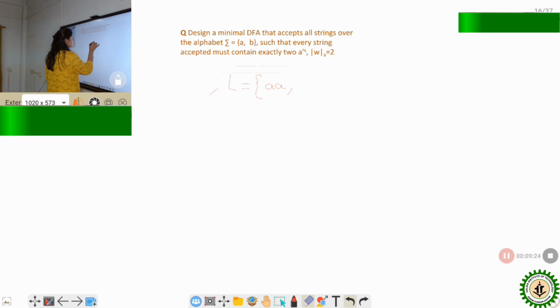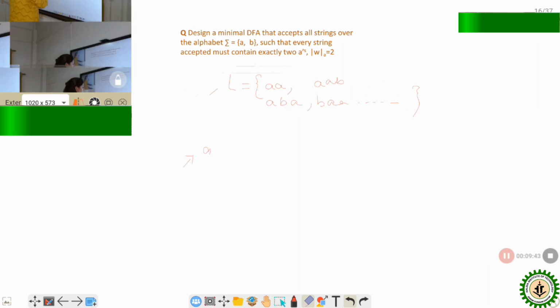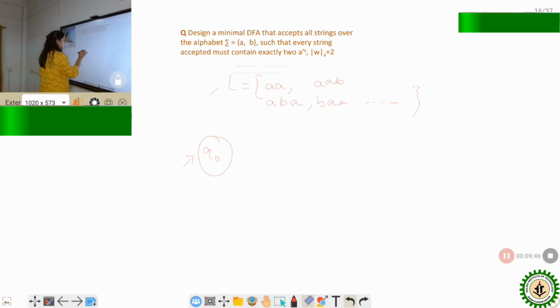Okay. And AB, AB, BA, anything. So, if we apply B on the initial state, it will stay on the initial state. So we have applied A and B on Q0.